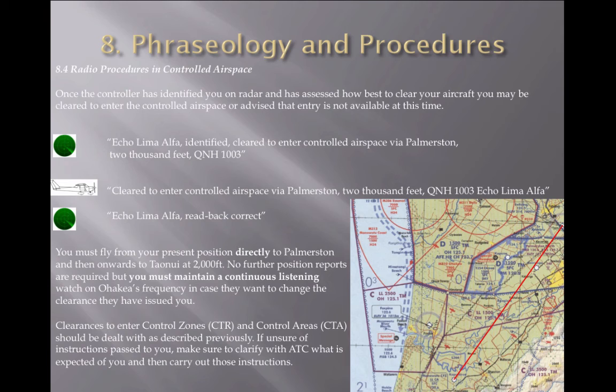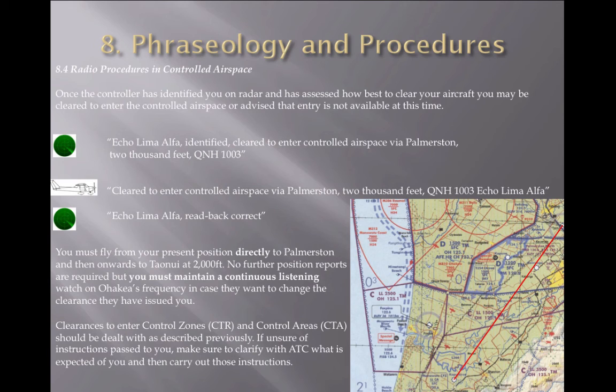You'll hear, Echo Lima Alpha identified, cleared to enter controlled airspace via Palmerston, 2,000 feet, QNH 1003. You'll respond, cleared to enter controlled airspace via Palmerston, 2,000 feet, QNH 1003, Echo Lima Alpha. And you will get a readback correct from the tower. You must fly from your present position directly to Palmerston and then onwards to Taonui at 2,000 feet. No further position reports are required, but you must maintain a continuous listening watch on Ohakea's frequency in case they want you to change the clearance they have issued you.